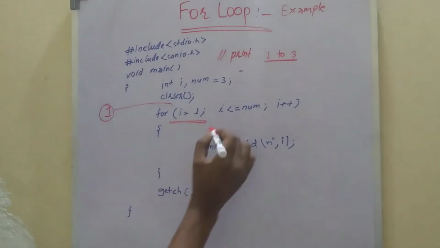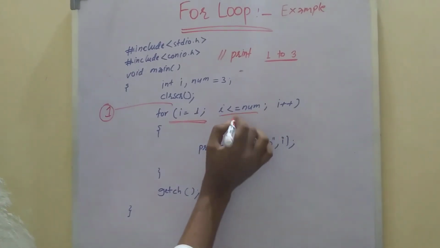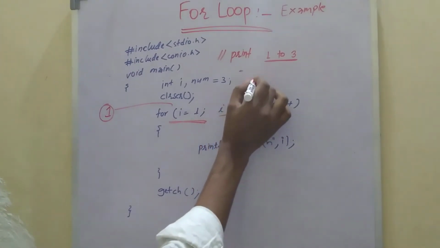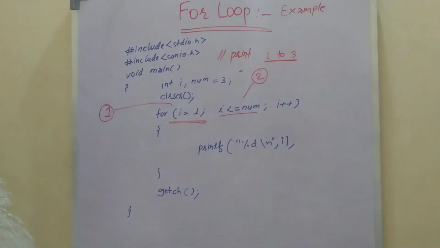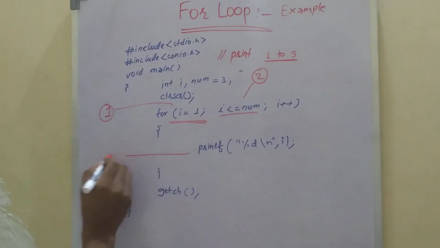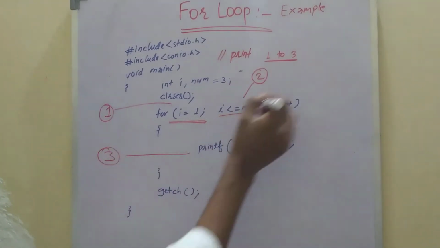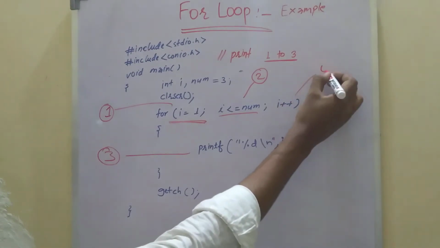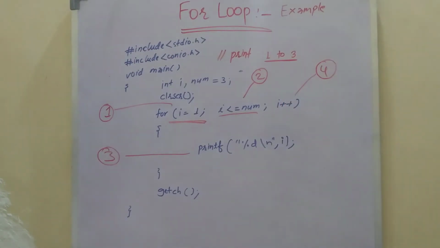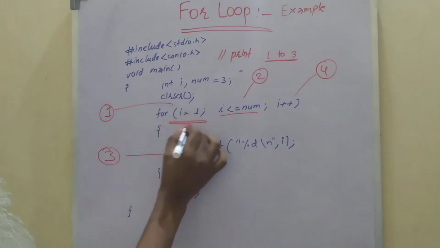So the second step is what? This is the condition. I have already discussed this in the last video. The third is the statement, and the fourth step is the increment or decrement. Here my requirement is increasing, I want to print a number from 1 to 3, so I am starting from number 1.